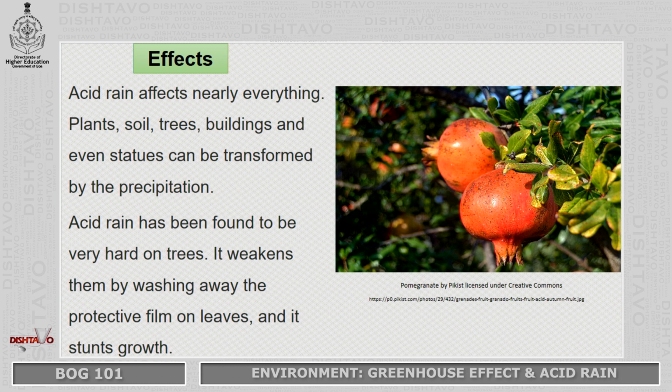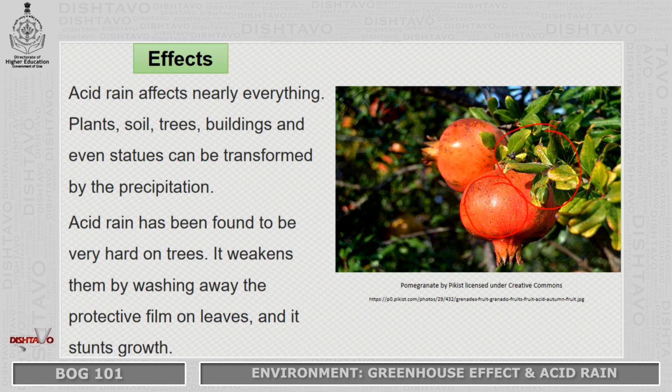And the beautiful pomegranate that we can see, the pomegranate that has different colors and spots over there. We see the leaves that are affected. Like this, there are many other plants, or any type of plant we can say, that is affected by acid rain.